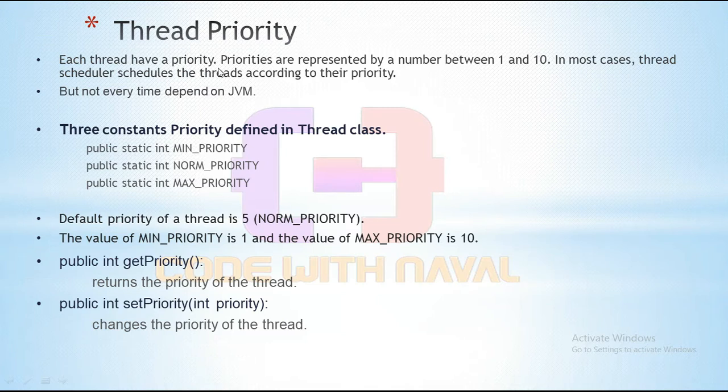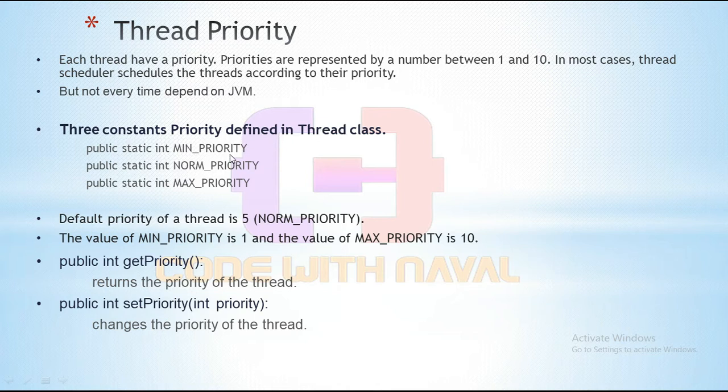Here you can see thread priority. Each thread has a priority. Priority is represented by a number between 1 and 10. In most cases, the thread scheduler schedules the threads according to their priority, but not every time, it depends on the JVM. There are 3 constant priorities defined in the Thread class.